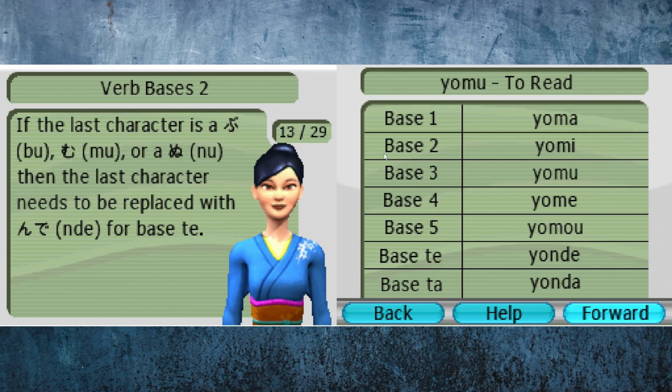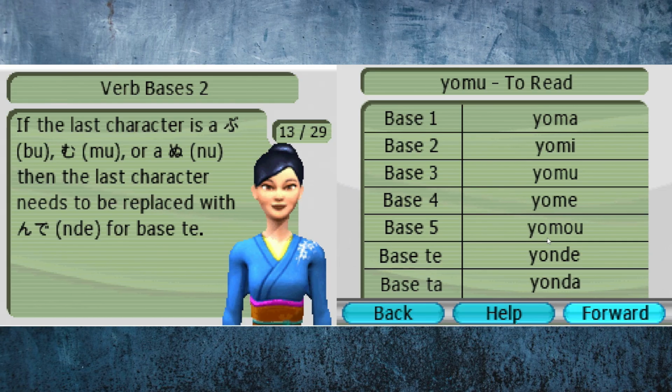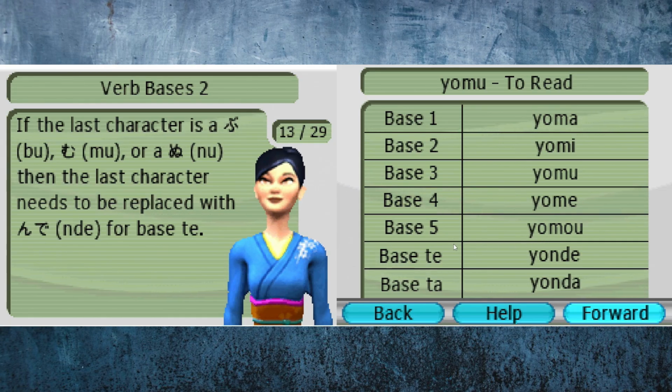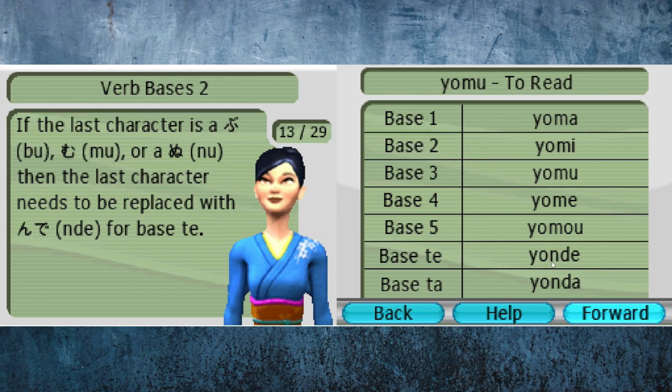Base 1, yoma. Base 2, yomi, which is mas form. Base 3, yomu, dictionary form. Base 4 is yome, potential form. Base 5 is yomo, which is volitional form. Base te is yonde, because mu turns into nde, so yonde. And base ta is the same thing as te.